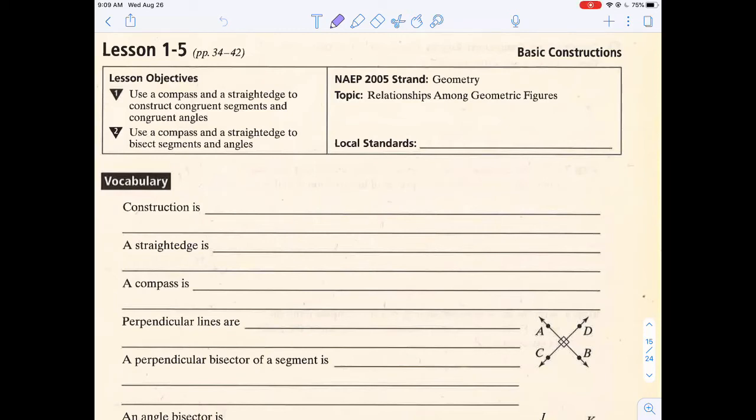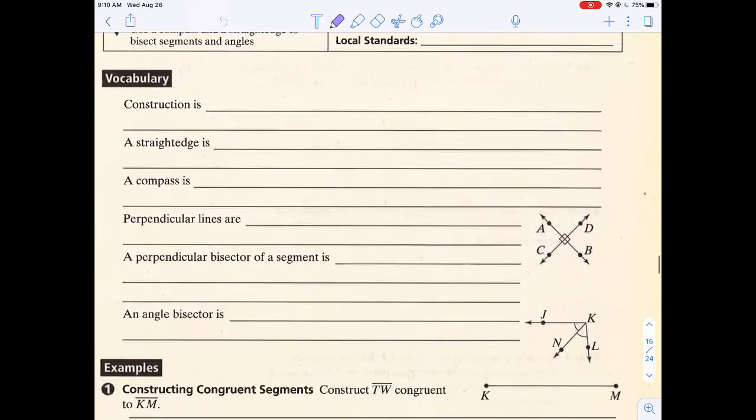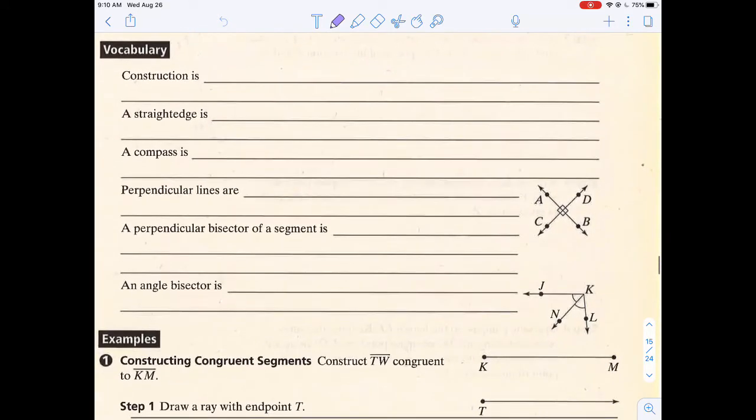Okay, lesson 1.5, basic constructions. We're gonna do this lesson a little bit differently. You're not gonna have to do all of the questions at the end, so make sure you're watching the video so you know what you're supposed to do. All right, we're gonna start with our vocabulary, and the first one is construction.